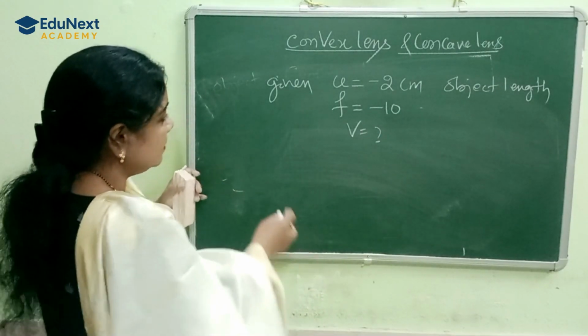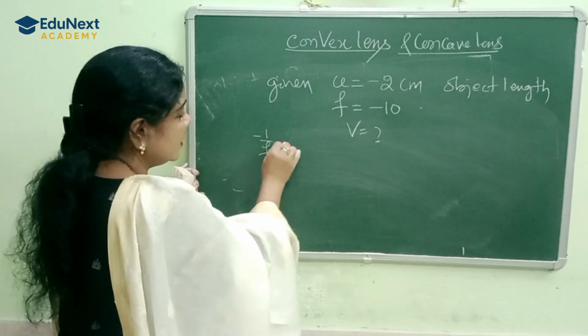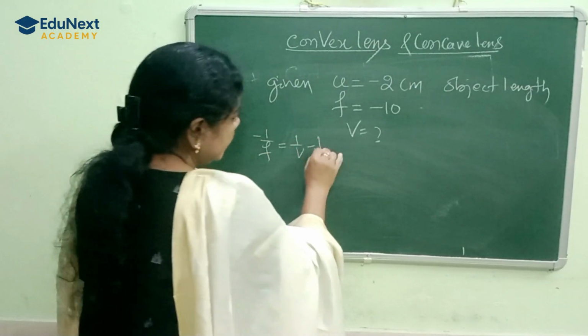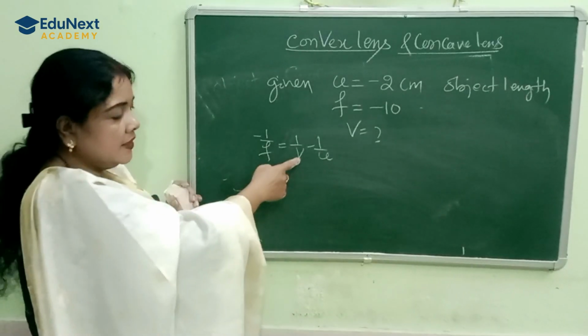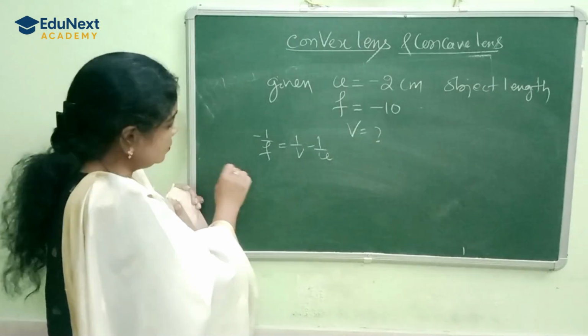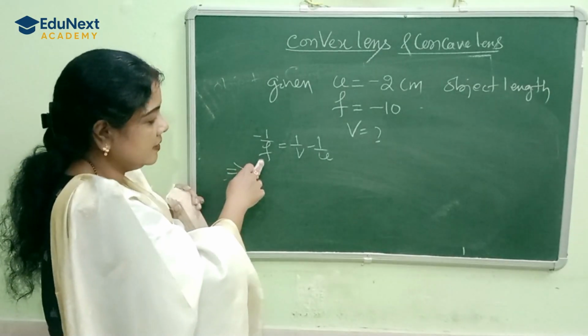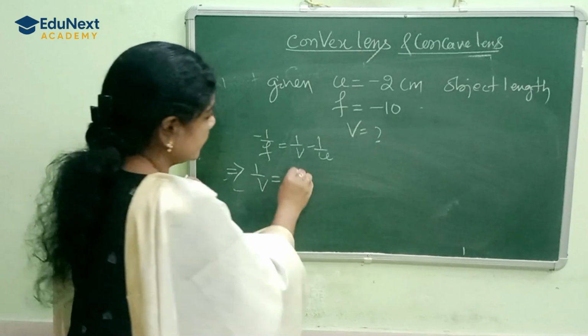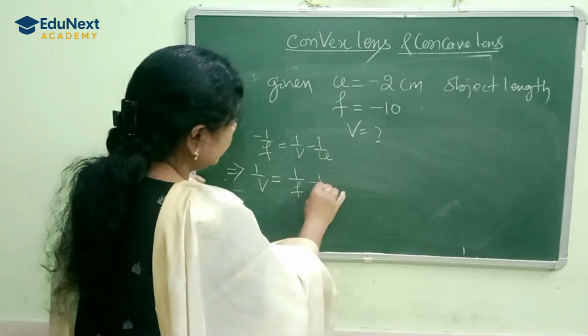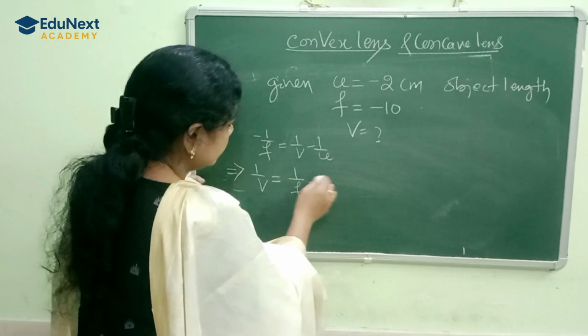Okay. Now as I have already told, 1 by v minus 1 by u is equal to 1 by f. I have to find this particular thing, means 1 by v. So this implies that 1 by v is equal to 1 by f plus 1 by u. That means plus, everywhere is plus.